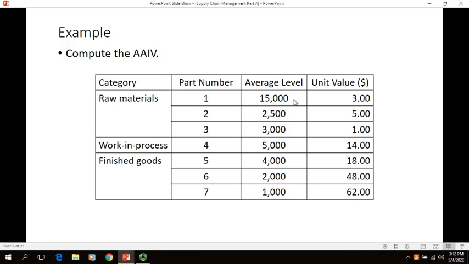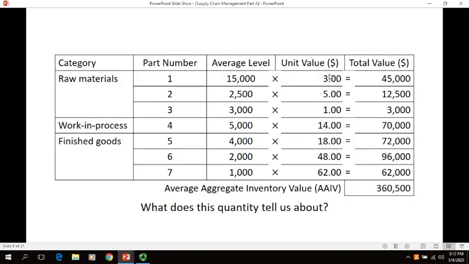So now what's the first thing we need to do? We have to take the average inventory level and multiply by the unit value. And since we have multiple units, we have to repeat this for each unit and add them up. So here's the answer. If you multiply the first two, you'll get 45,000. 2,500 times 5 equals 12,500. And we add them up, you get 360,500. So that's the AAIV.